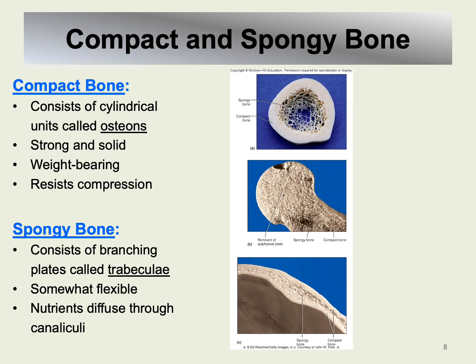Spongy bone, however, consists of branching plates called trabeculae. They do not have any osteons, but they have a trabeculae structure. This honeycomb structure allows nutrients to diffuse inside it, so blood vessels can get in. It also allows some flexibility of the bone, especially in the young. So we have compact bone for weight bearing and spongy bone for some flexibility and allowing nutrition to diffuse.